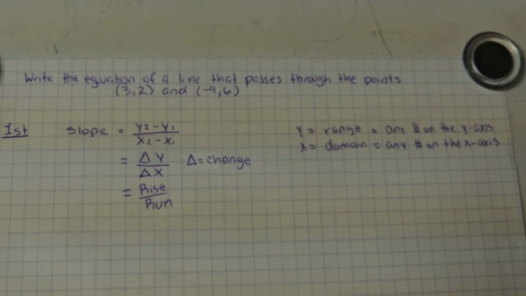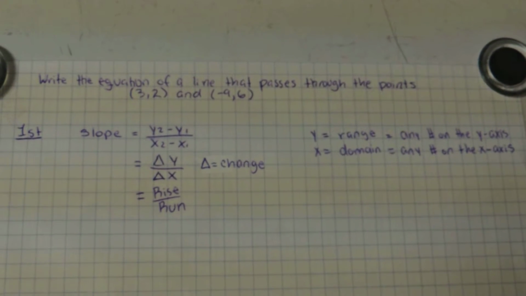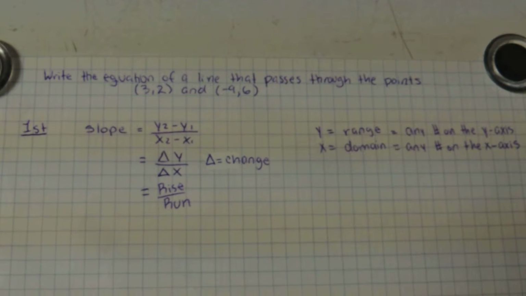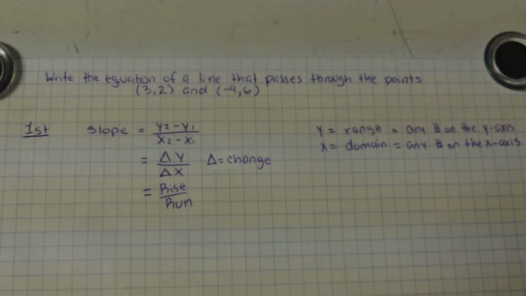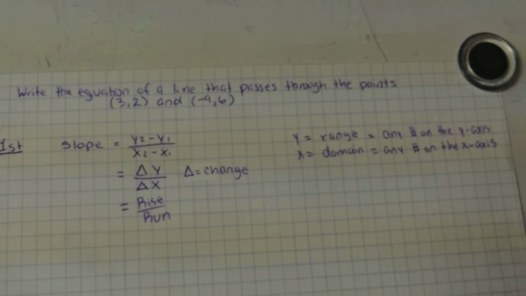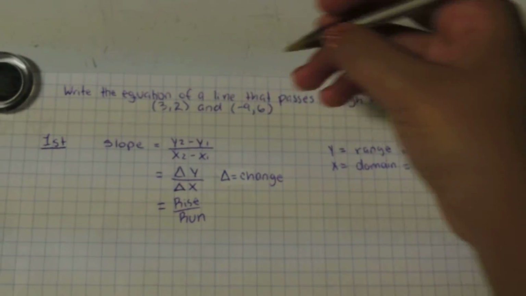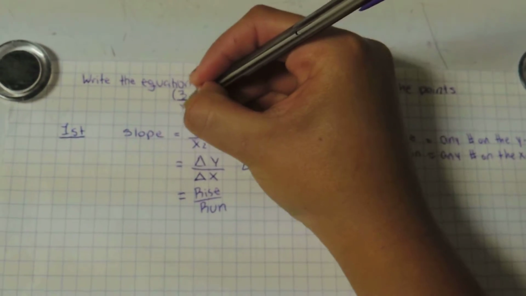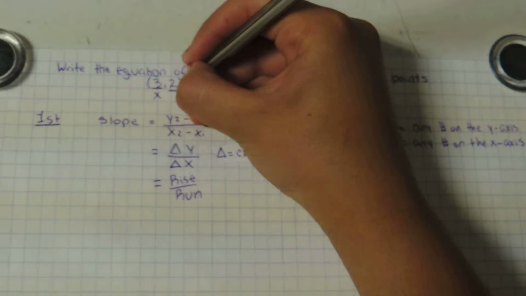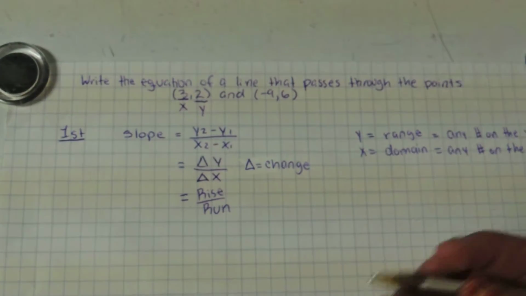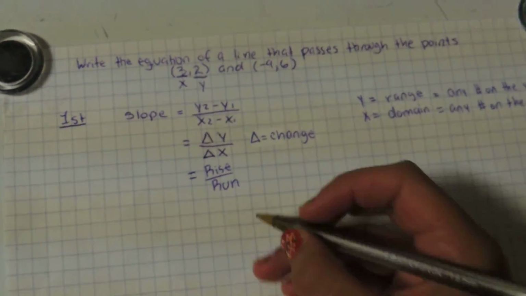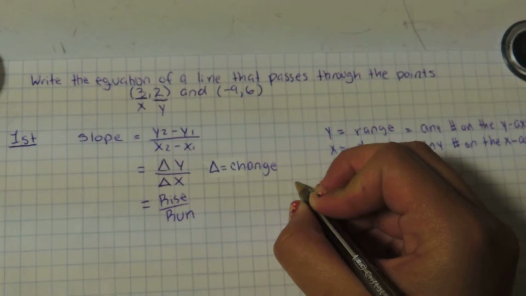All we have to know is that y equals range, which equals any number on the y-axis, and that x equals the domain, which equals any number on the x-axis. So either number could hold either position. So we know that the 3 has to be the x. The first number in a point is always the x, and the second number in a point is always the y. Now, deciding which one goes first and second doesn't really matter. So let's put them in.